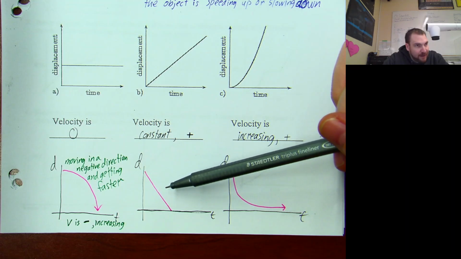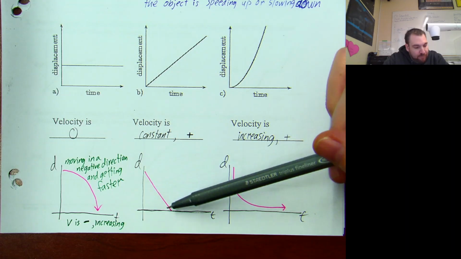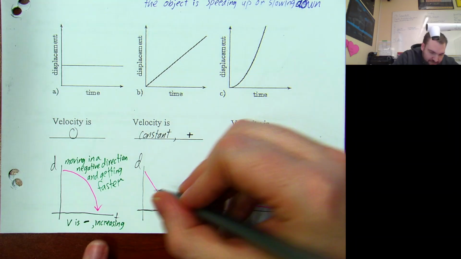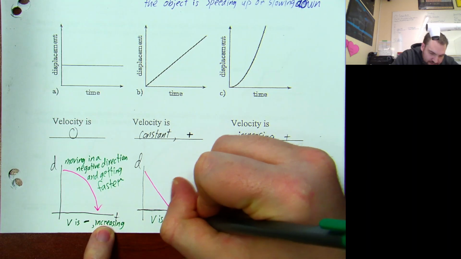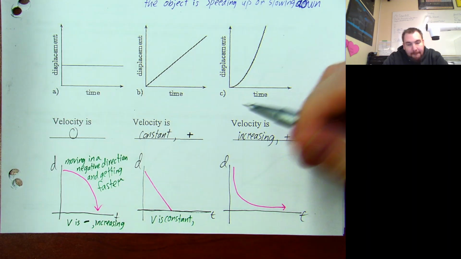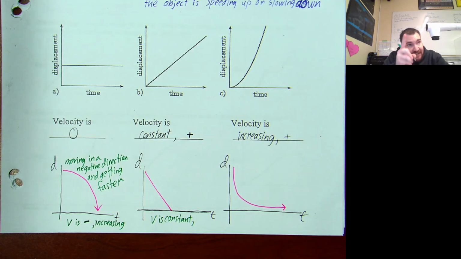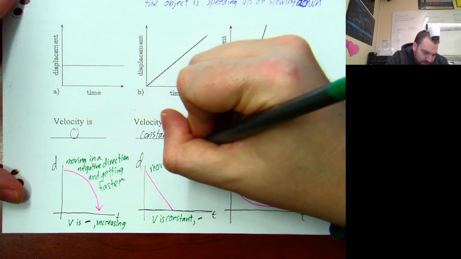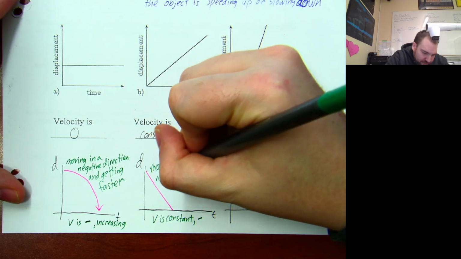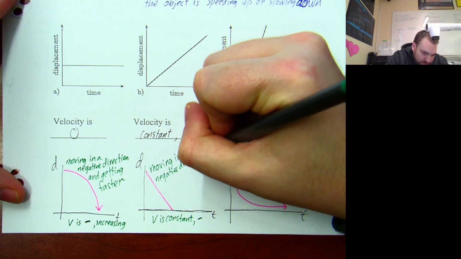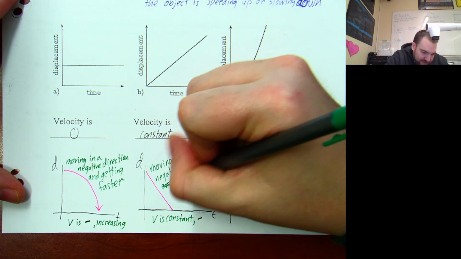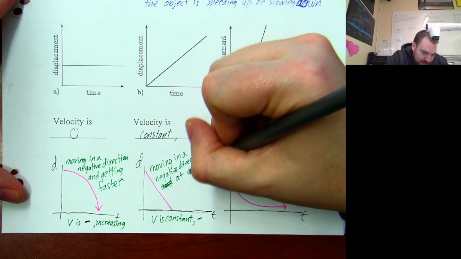Sure, Connor, go ahead. The line is staying steady, so the slope is steady. Slope is constant. What does that tell you about the velocity? Velocity is staying the same. Correct. Velocity, V, is constant. And it's heading in a negative direction. The object is heading in a negative direction, so that means the velocity itself is negative. Cool. So the object is moving in a negative direction, at a constant velocity.